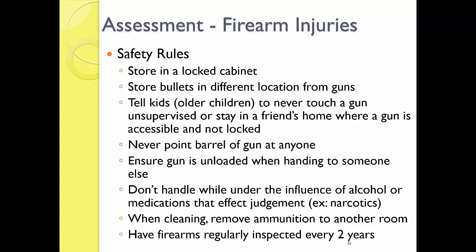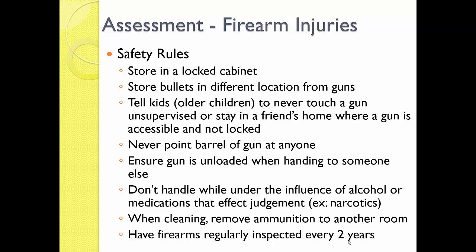Firearm injuries are something to think about in the home environment, and there are some good safety rules here that especially parents of small children need to be aware of and follow to help protect their children and keep them safe. Firearms in the home should always be stored in a locked cabinet. Store the bullets in a different location from the guns themselves. Tell kids, especially older children, to never handle a gun unsupervised, and if they're staying at a friend's home where there is a gun accessible, make sure that it is locked away. If it's not, it might not be a safe home environment to go to.